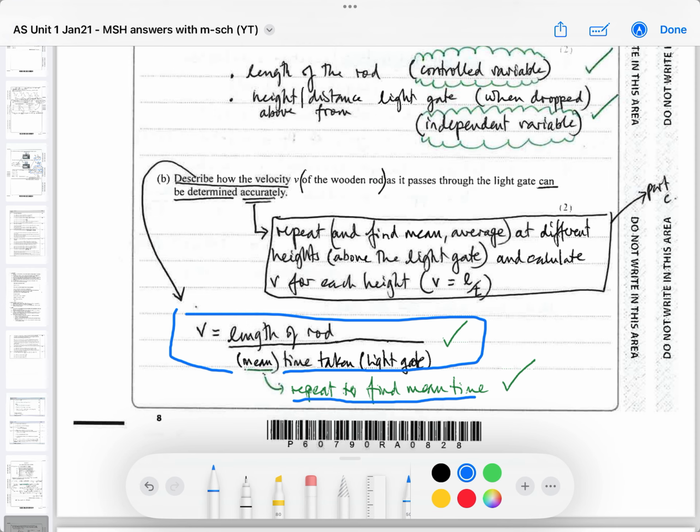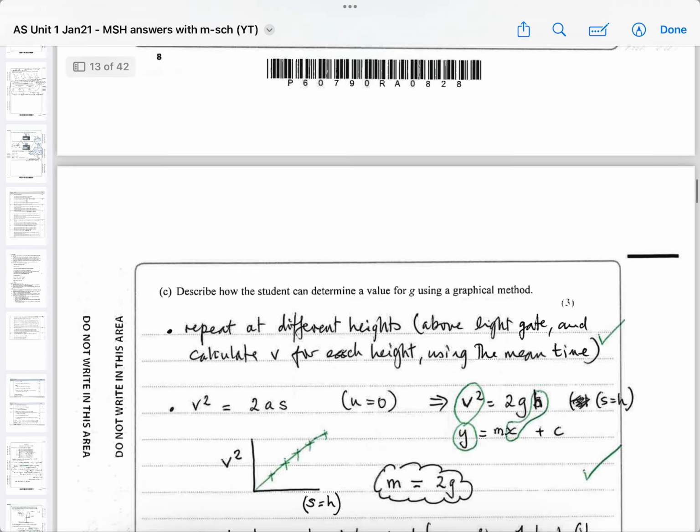So to do it accurately, you would need to repeat and find the mean time. And remember, when you're talking about average, don't say average. You've got to say the mean average, because average could also be the mode or the median, as you know, having studied physics. So this part, which I've written, repeat, find the mean average at different heights, etc., is the method, okay? So we'll ignore that for now and go to the next part, okay?